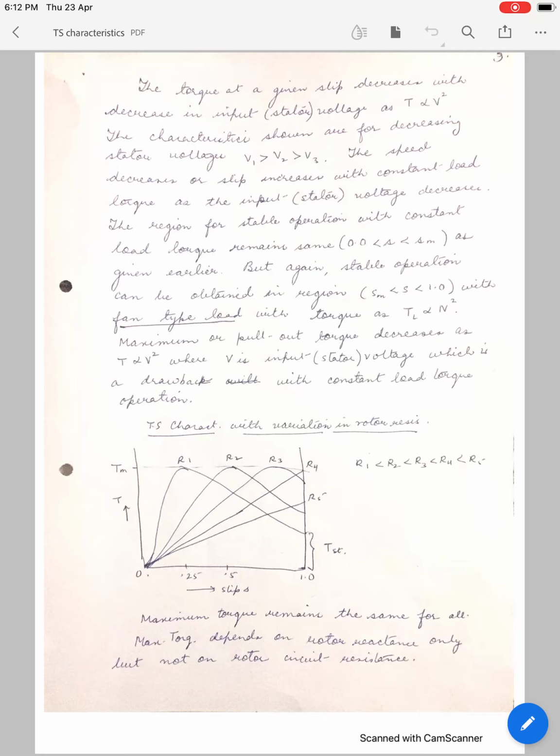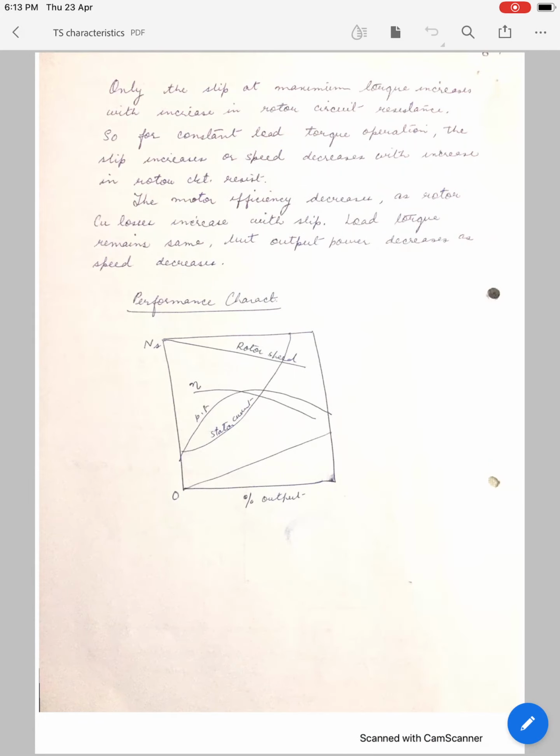Now torque slip characteristics with variation in rotor resistance: you can see that rotor resistances have been taken in decreasing order, R1, R2, R3, R4, R5. For these 5 values of resistance, the plot has been made. So the maximum torque remains the same for all. Maximum torque depends on rotor reactance only, but not on the rotor circuit resistance. So the maximum torque which is achieved is the same, but the slip at maximum torque is different. So the slip at maximum torque increases with increase in rotor circuit resistance.